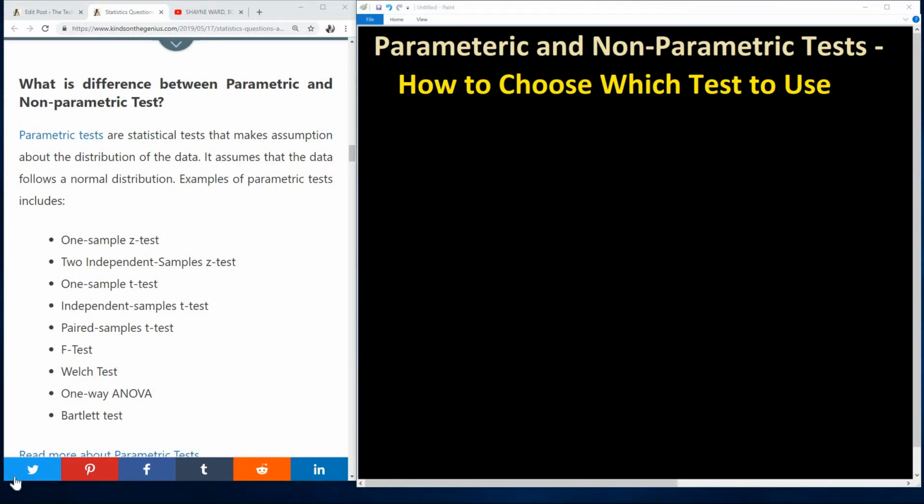Hello, as you know, my name is Kainton the Genius, and today I'm going to be telling you the difference between parametric and non-parametric tests. But the focus of this lesson will be how to choose a particular test to use if you are given a particular problem to solve.